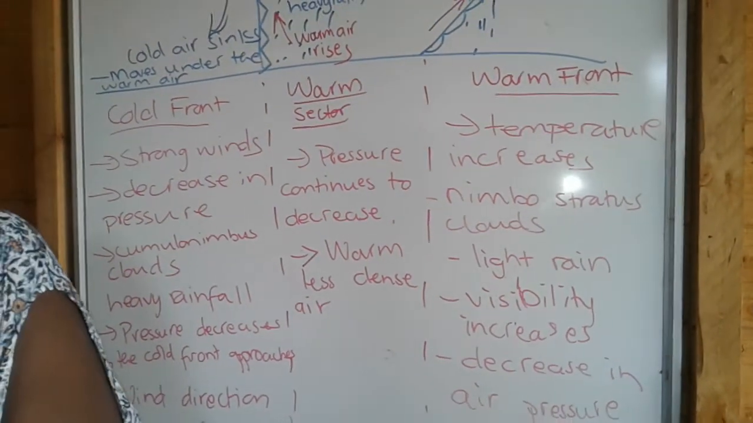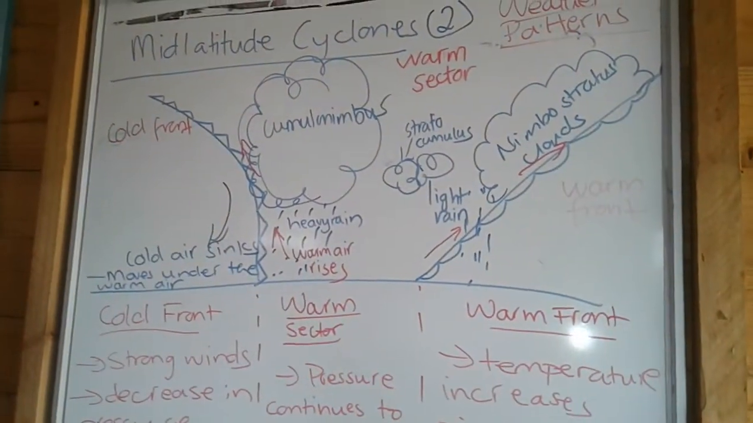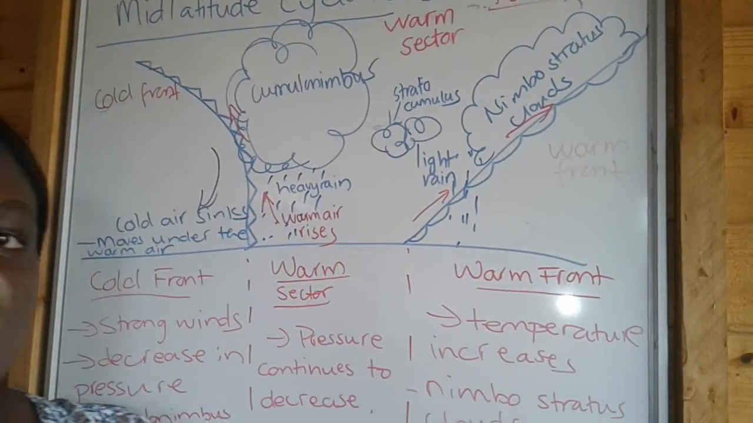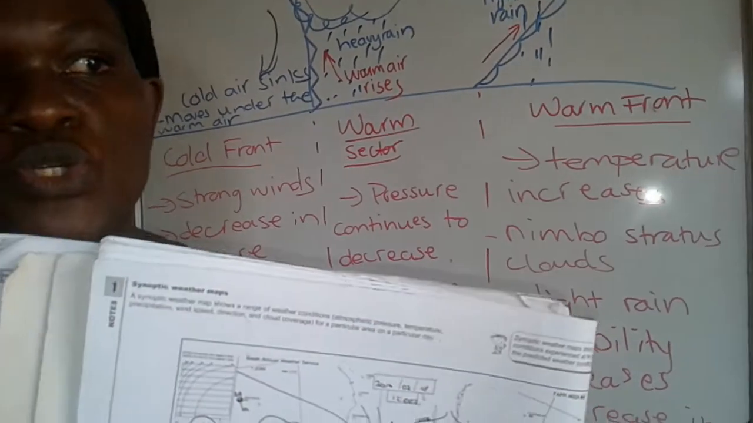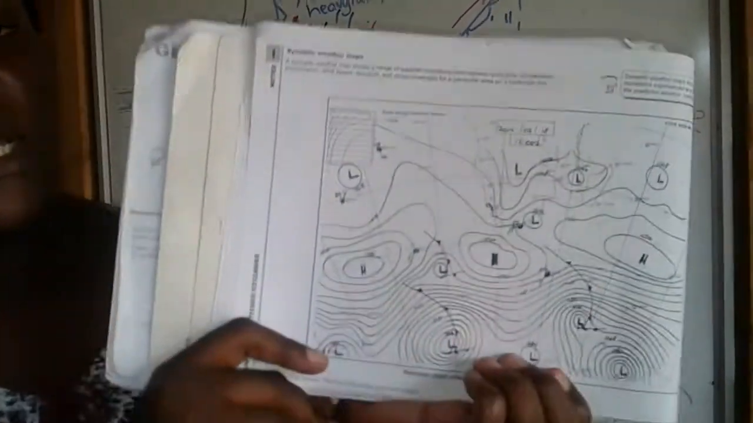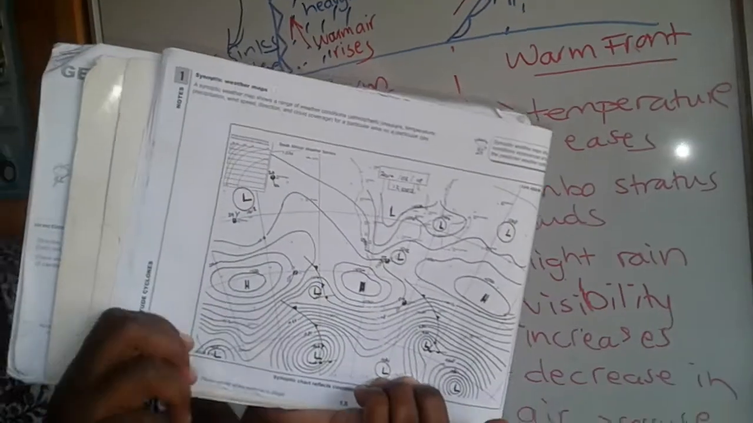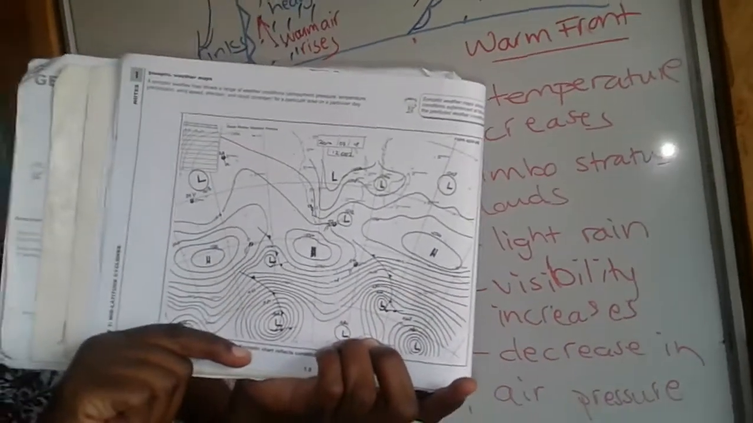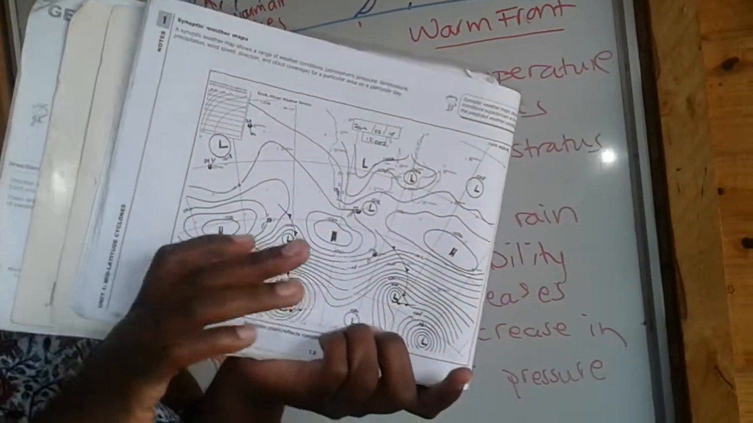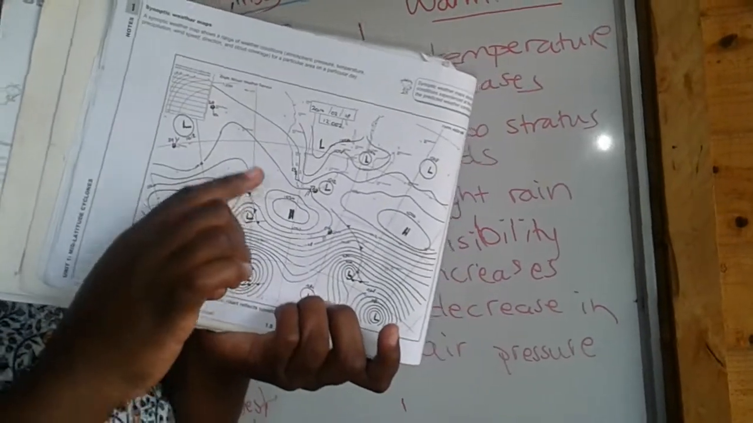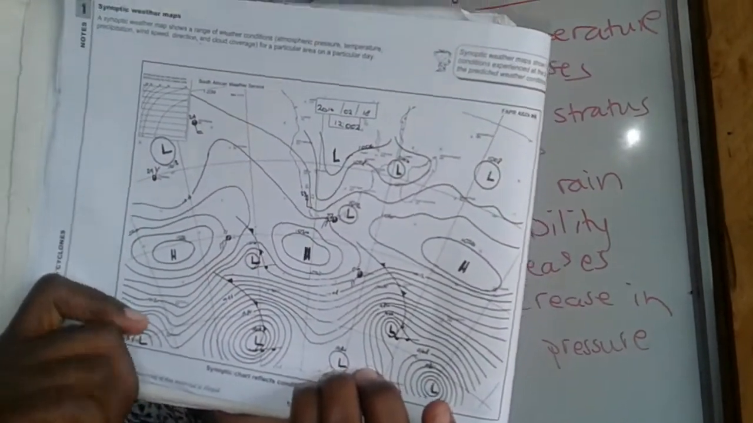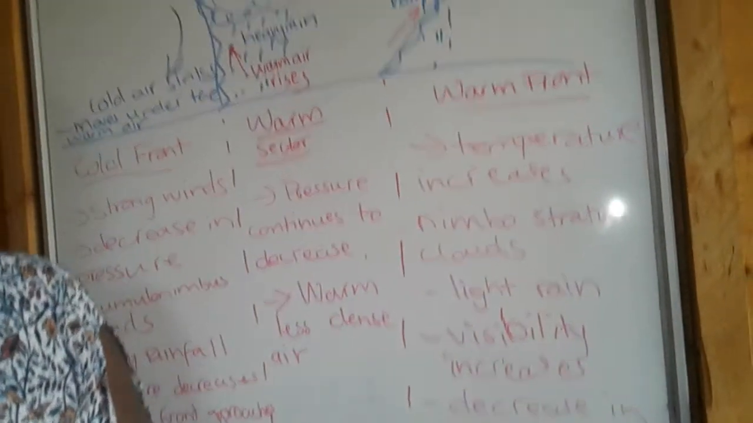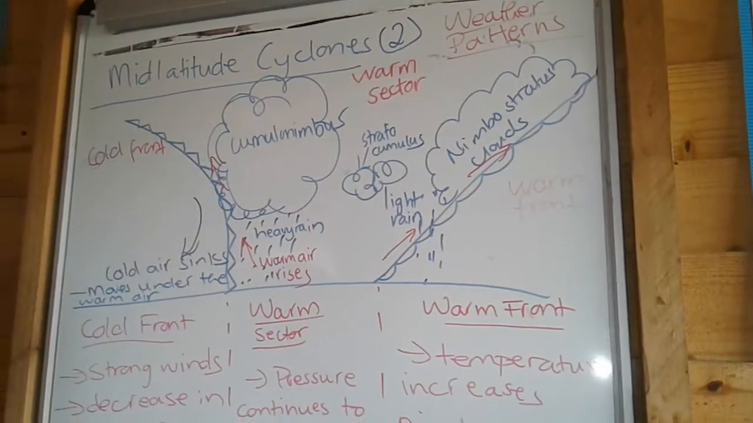How do we identify mid-latitude cyclones on the synoptic weather maps? Remember, as geographers, you also need to interpret synoptic weather maps. Definitely, you are going to identify them by looking at the symbols of the cold front and the warm front, especially approaching the south part of South Africa. Remember, they occur in the southwestern Cape of South Africa.